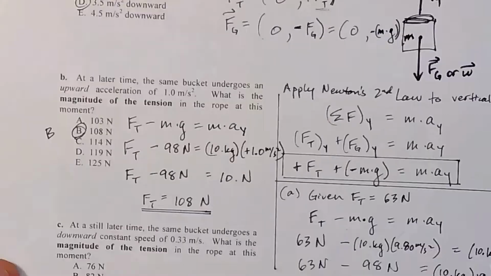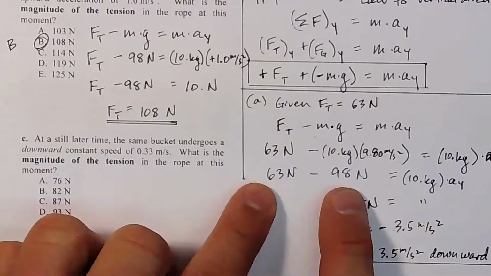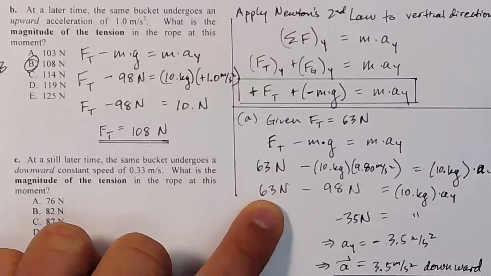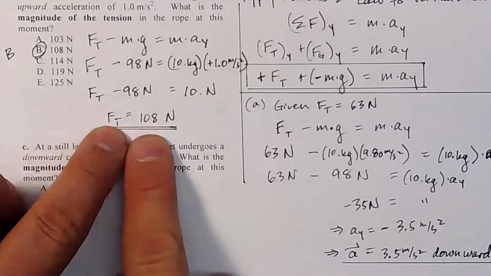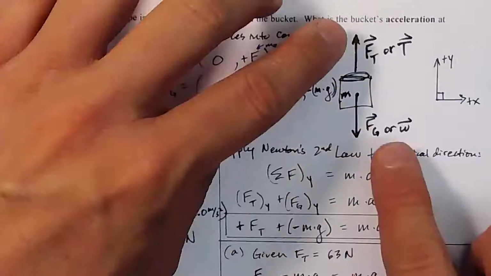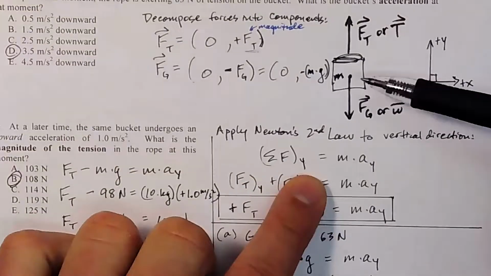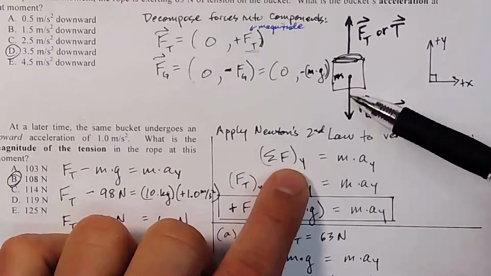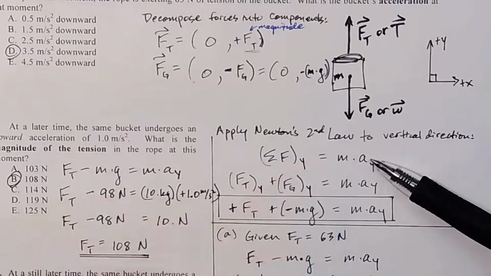So notice in this earlier case of part A, the tension was less than the weight, which resulted in a downward acceleration of the bucket. In part B, the tension is greater than the weight, and it results in an upward acceleration of the bucket. Does that make sense? Yes, that's exactly what we would expect from Newton's second law. If we were to sum these two y components of the two forces, if the sum of those y components is in the downward direction, then that should result in a downward acceleration.